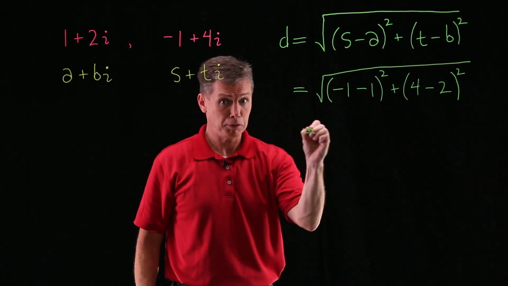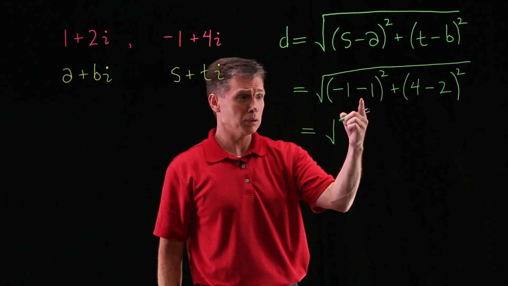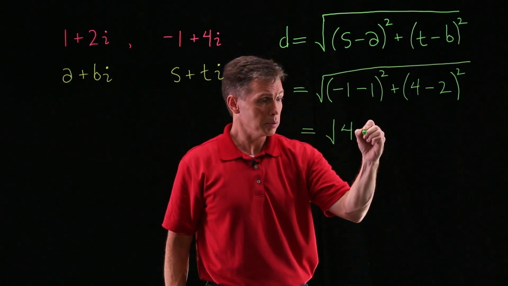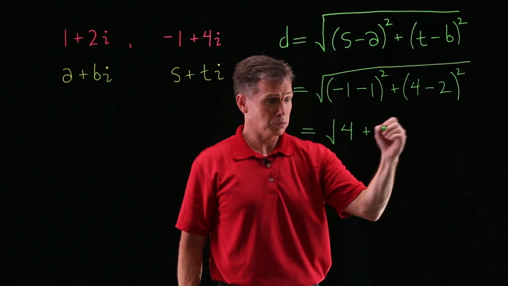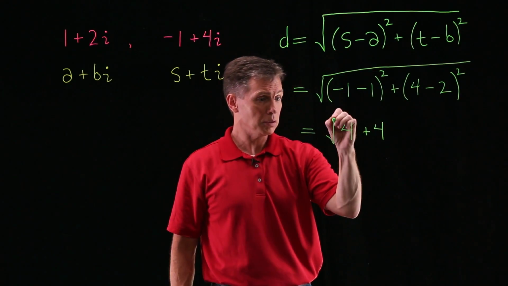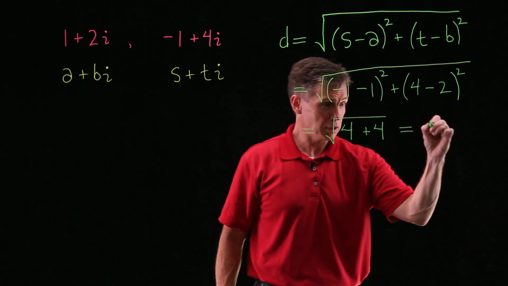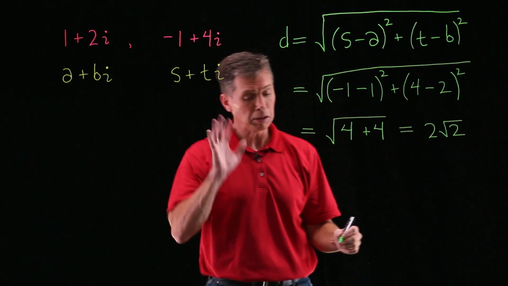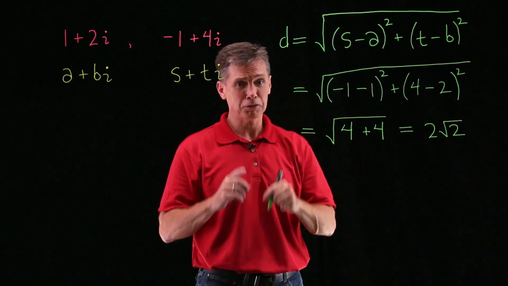And now arithmetic. So square root. -1 subtract another one is -2, but squared looks like a 4, plus 4 subtract 2 is 2, but squared, that's 4. I'm looking at the square root of 8, which is actually 2 square root of 2 if I simplify. And I don't even want to bother with a decimal. I like that. That's your answer. Practice some on your own.